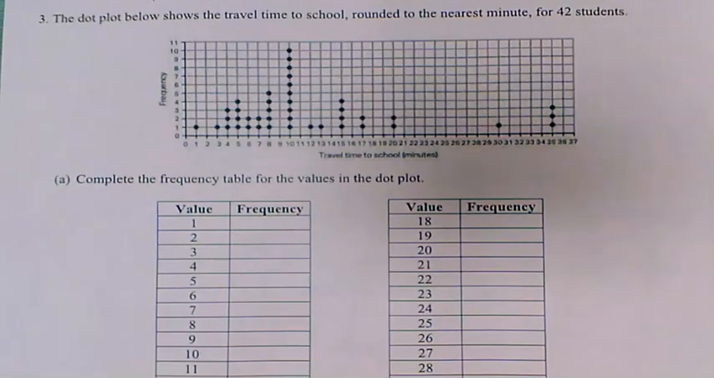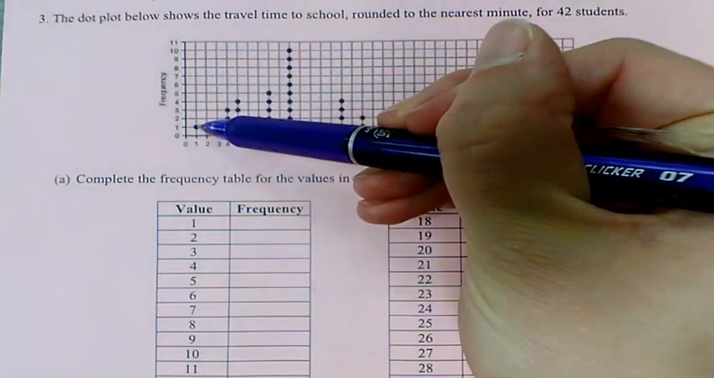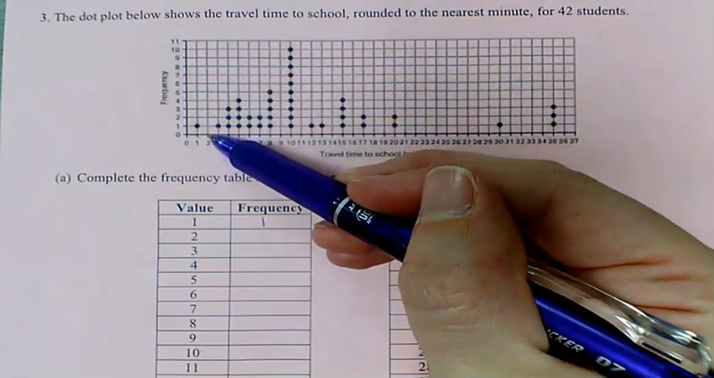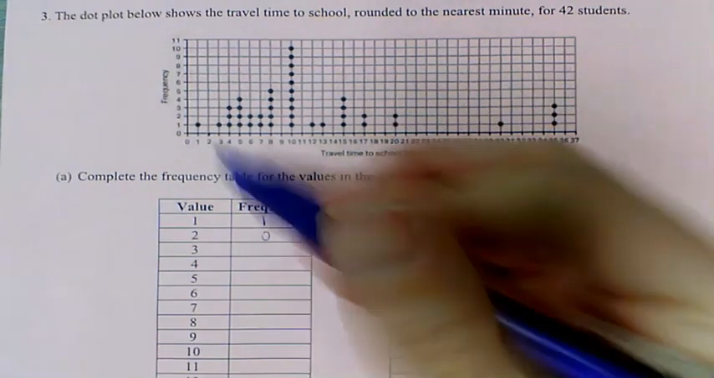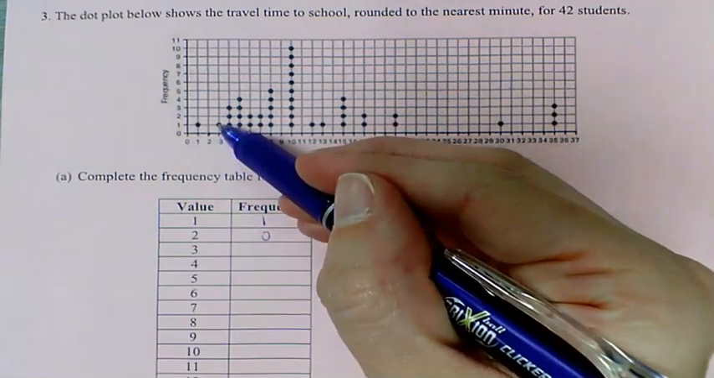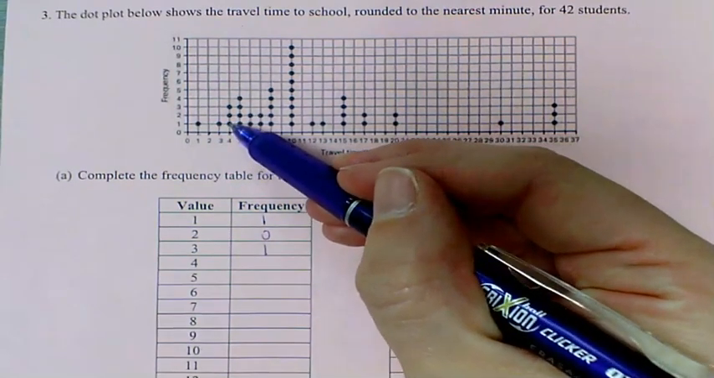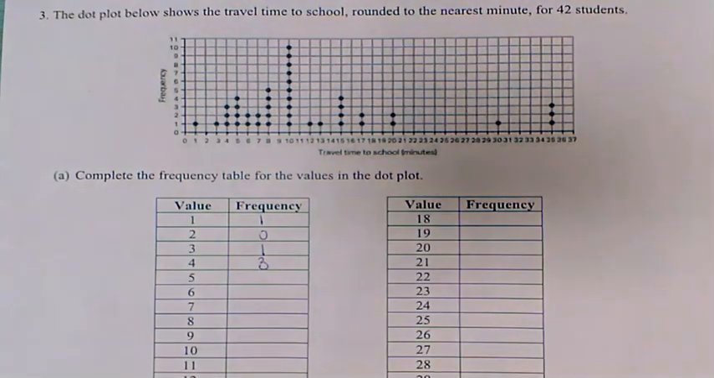So part A says complete the frequency table for the values in the dot plot. So again, when the value was 1, the frequency was 1. When the value was 2, the frequency was 0. There was no dot along here. When the value is 3, the frequency is 1. When the value is 4, the frequency is 3, and so on. So pause your video and complete the frequency table all the way through the second table.